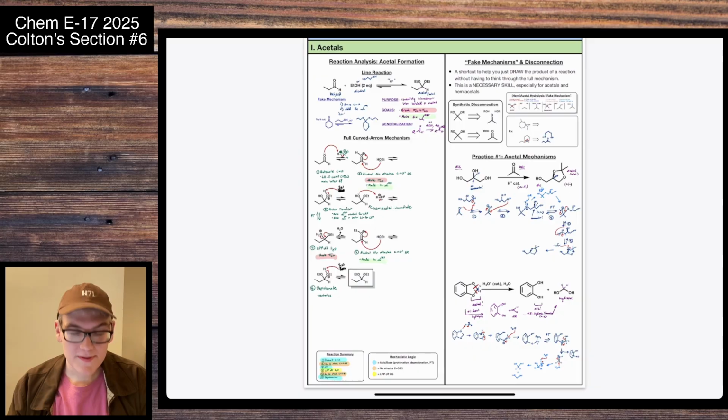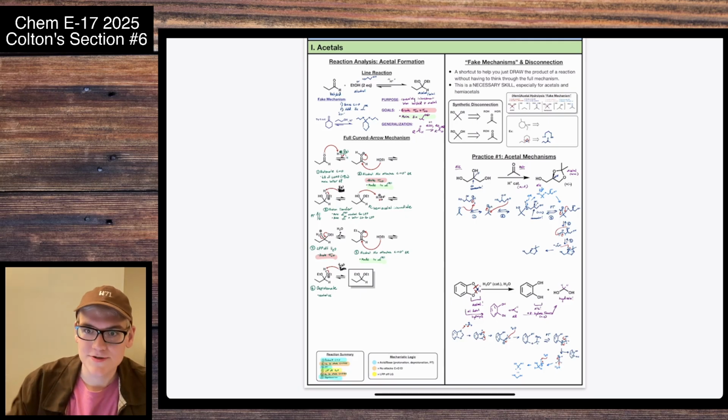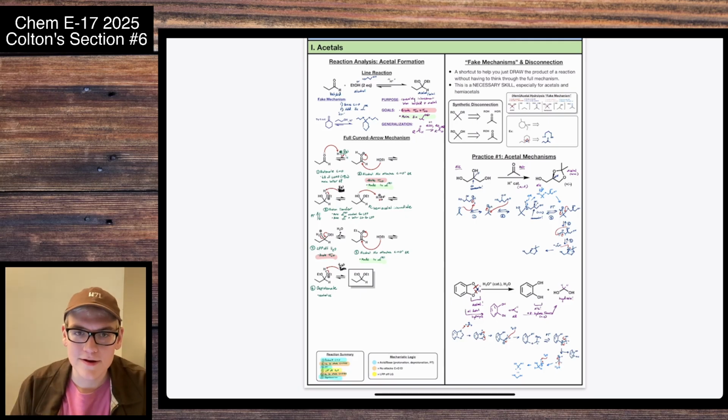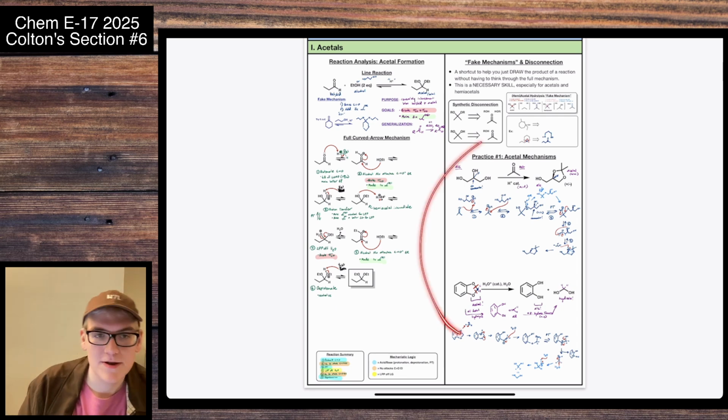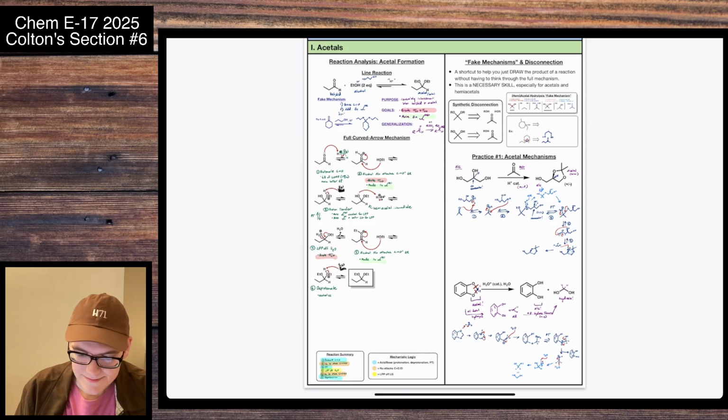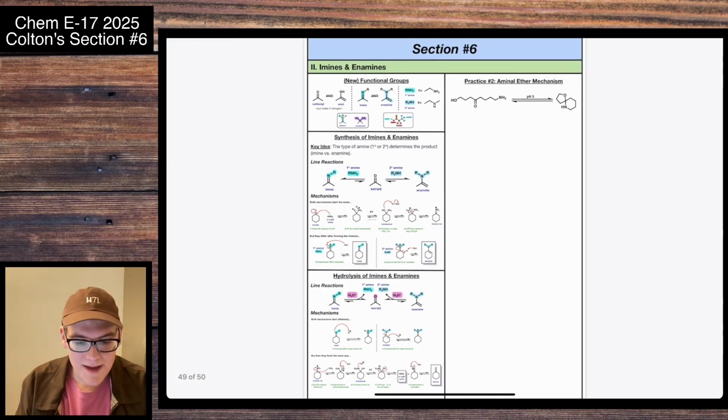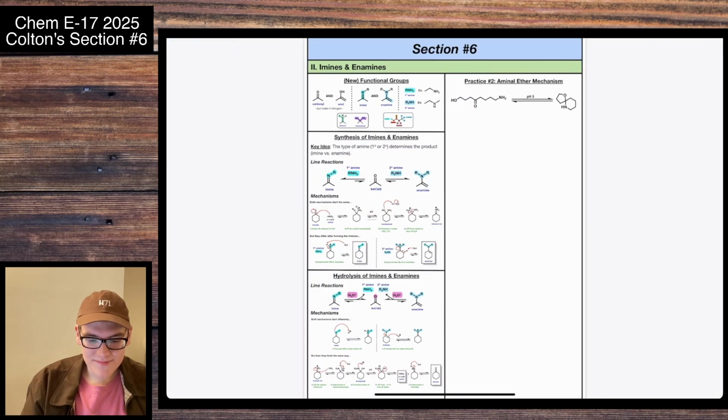Okay, we spent a lot of time on acetals. I'm not going to spend nearly as much time on amines and enamines because it's a really similar idea. But I really wanted to make sure that we touched this, understood this reaction backwards and forwards, and saw ways it's going to come up in our mechanisms. So, up next, we have amines and enamines.